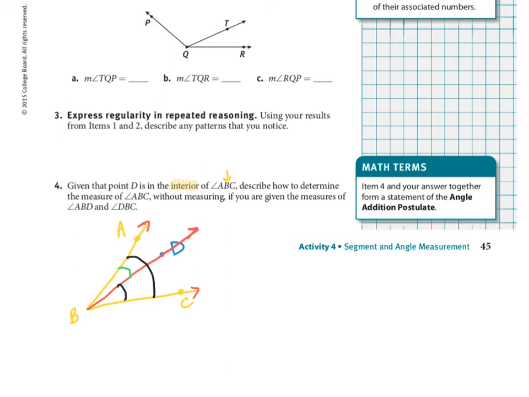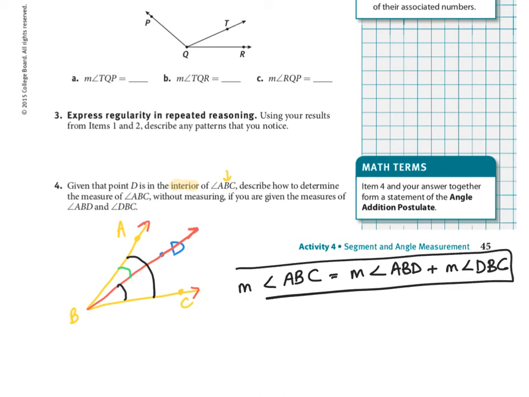So I can say that the measurement of angle ABC, which is the whole, is equal to the measurement of angle ABD plus the measurement of angle DBC. And that's the angle addition postulate. The whole is equal to the sum of the parts.